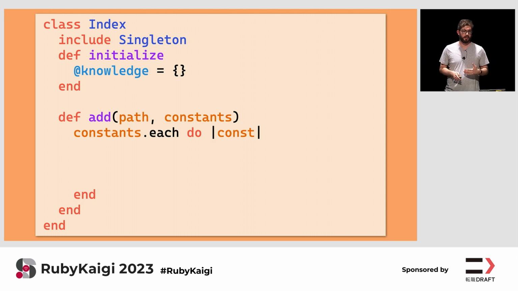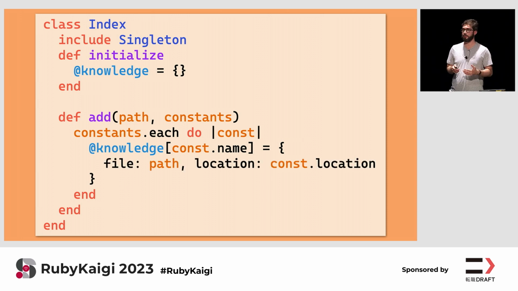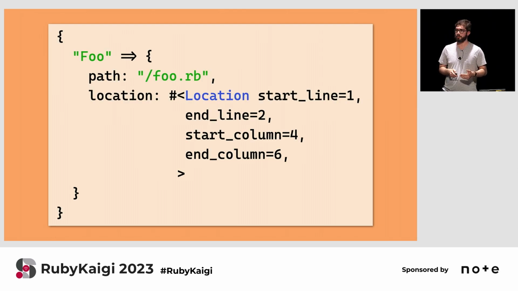So in this case, each entry is going to use the constant name, and the value is going to be the file where the constant was discovered, and the location inside of that file. So if we take a look at the knowledge hash, it would be something like this. We have foo as the key, the name of the class, the path where we discovered it, foo.rb, and the location inside of that file for the declaration.